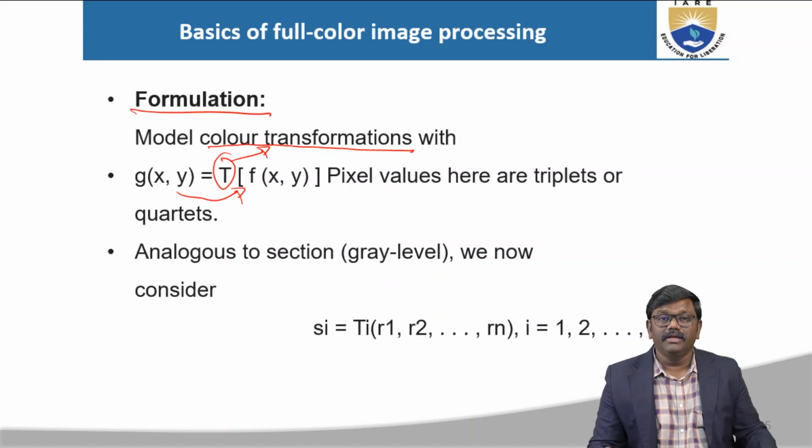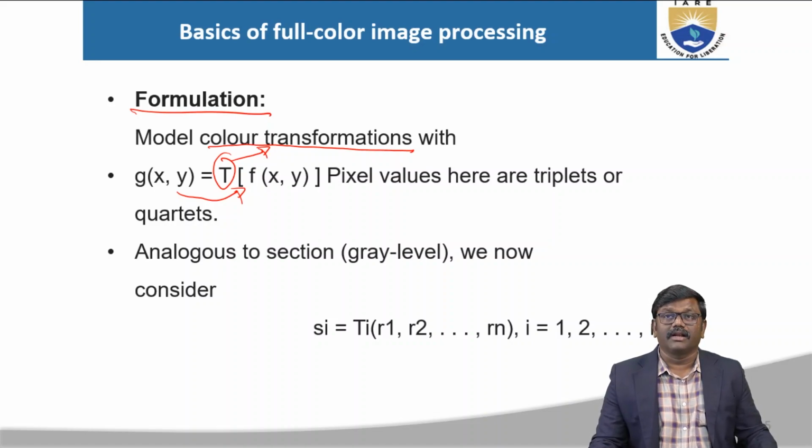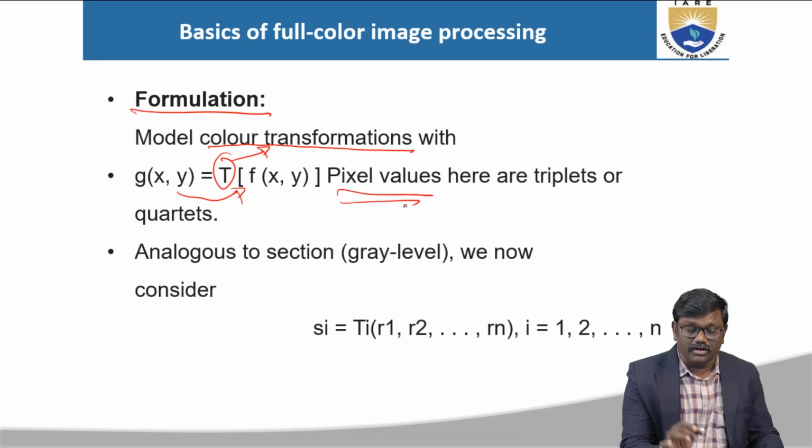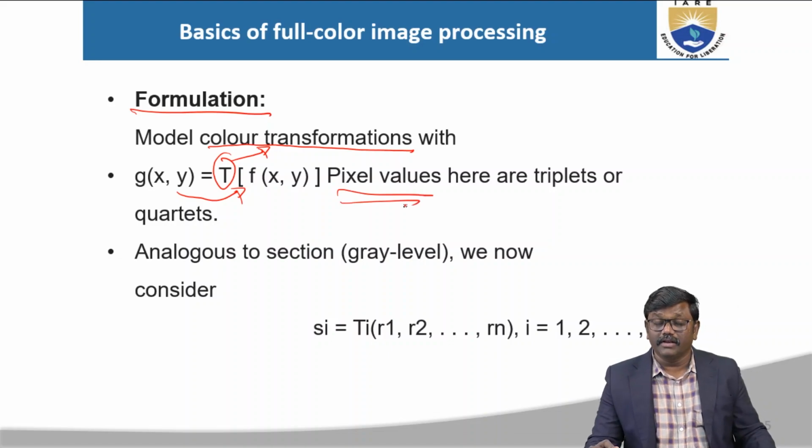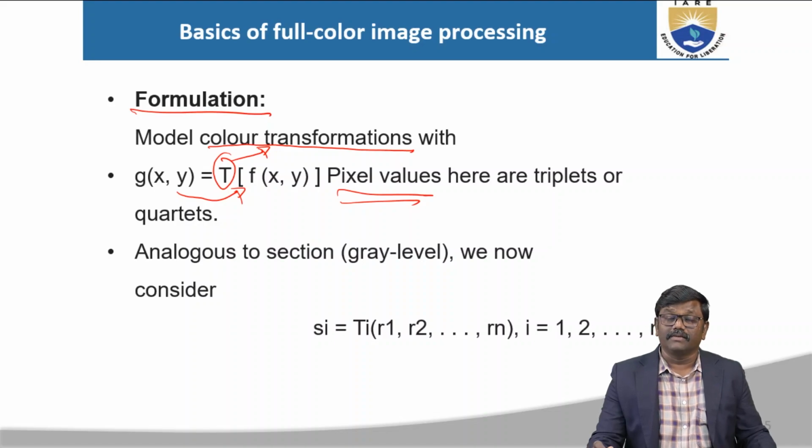What does T mean? T is nothing but color transformation. So g of x comma y is equal to T of f of x comma y. Those are the pixel values. We are concentrating on triplets or quadrants, that is, the pixel values in terms of a neighborhood averaging process.